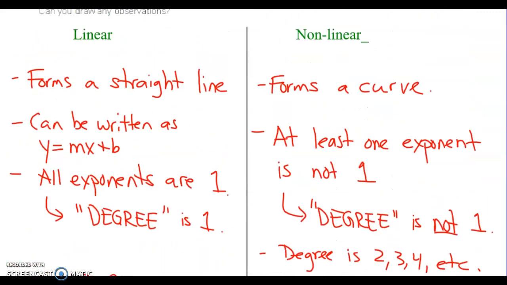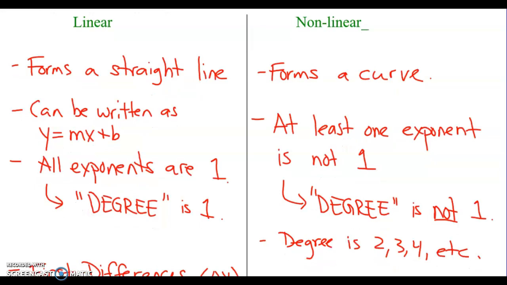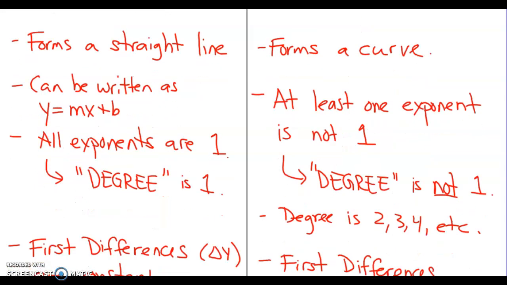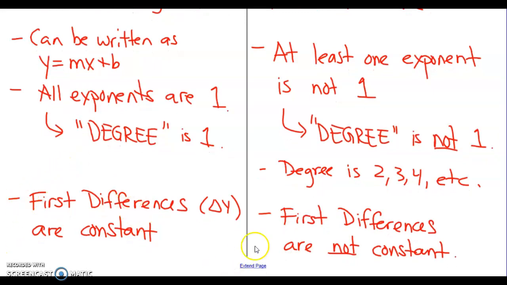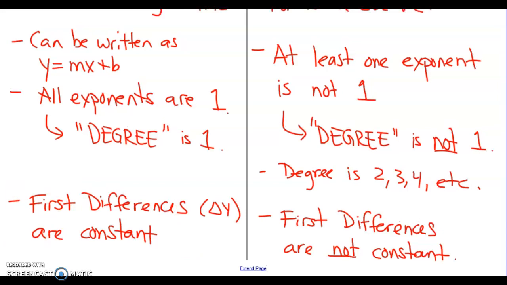Okay, so let's look at some observations. For a linear function, I always see a straight line when I draw the graph. My equation can always be written out in the form y equals mx plus b. If I look at my equation, all exponents are 1. X has an exponent of 1 and y has an exponent of 1. A fancy way of saying that is that the degree is 1. And finally, if I'm looking at my table of values, my first differences will be constant.